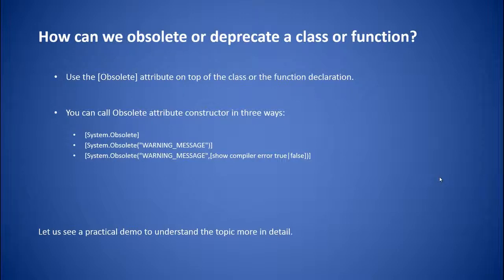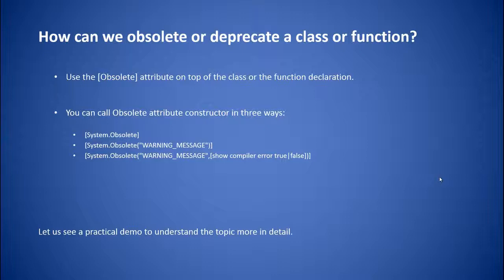Obsolete attribute has 3 overloaded constructors. Each constructor has its own arguments, and depending upon the constructor that you are calling, the way you are deprecating a class or function would vary. The first way is to simply specify the Obsolete keyword, which would simply make the class or function deprecated. In this way, developers would not see any warning or error message. The second way is to specify the Obsolete keyword along with an explicit warning message. This would make the class or function deprecated and also show the developers the warning message that has been explicitly specified.